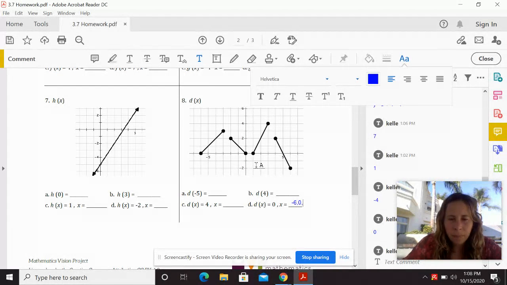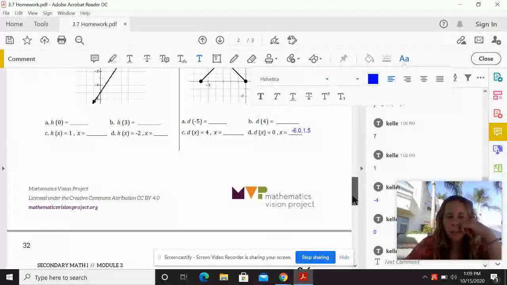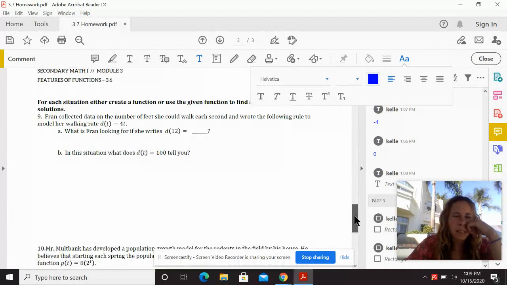0, 1. And so you're just looking on the x-axis. Y is 0 at negative 6, at 0, at 1, and at 5. Yeah. So that one's just a little bit weird. So it's 0 at more than one spot. Okay. Oh, I forgot about these.